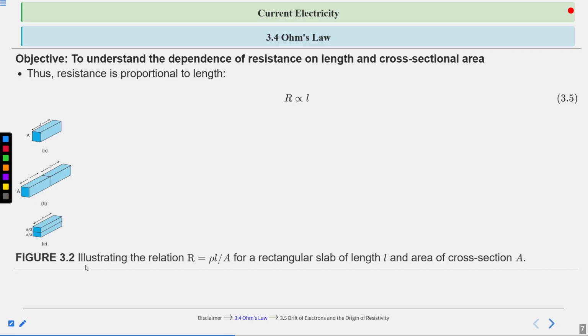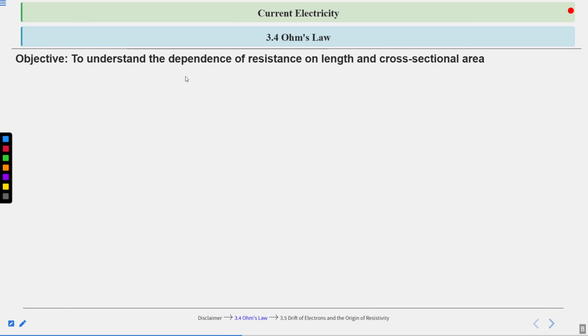Again this diagram. Now we will see the dependence of resistance on the cross-sectional area. We have seen the dependence of resistance on length. It is directly proportional to length. Now we will see the dependence of resistance on the cross-sectional area.